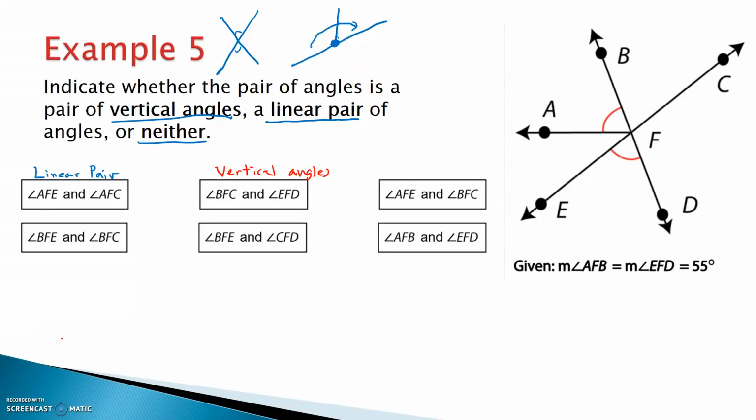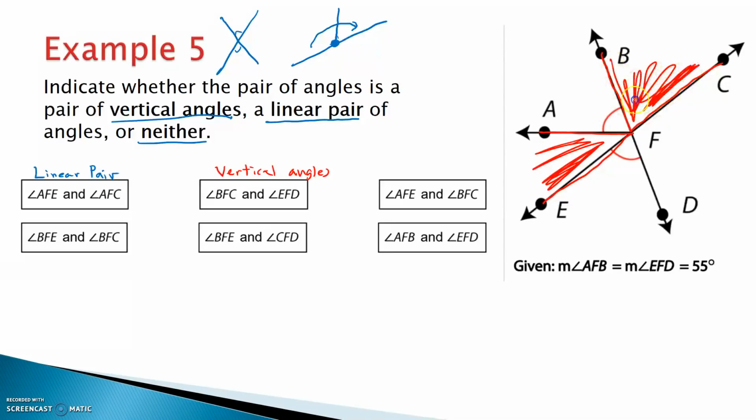All right, let's go to the next one. A to F, E. So A, F, E. Okay, so this angle right here. And B, F, C. So B, F, C. This is an awkward one. Because I'm worried about this space in here and this space in here.